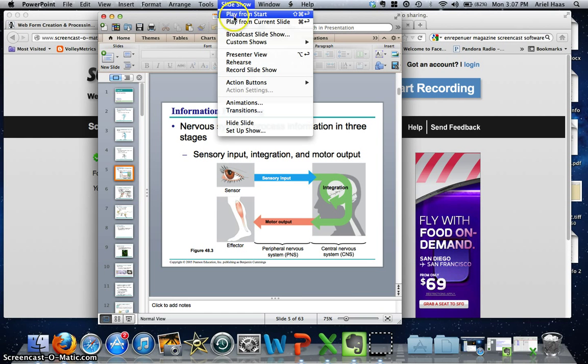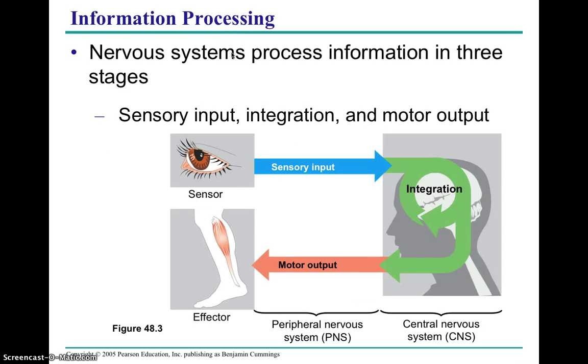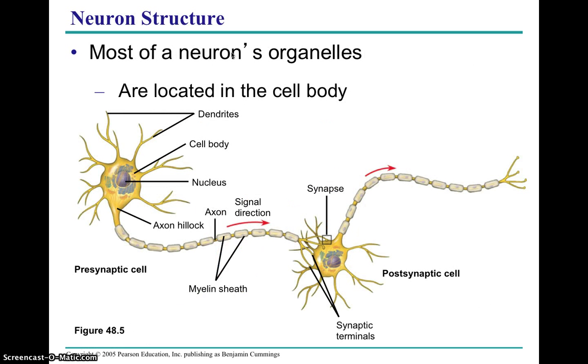All right, let's continue. This is part 2, Campbell's 7th edition, chapter 48. So here's the basic structure of a neuron. It's a generic neuron. There's different shapes and different types that we'll talk about later. But here's your generic structure.